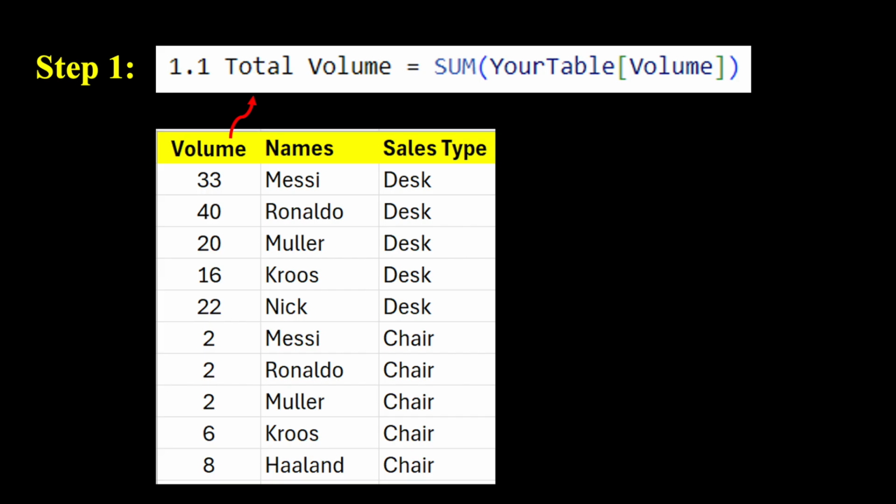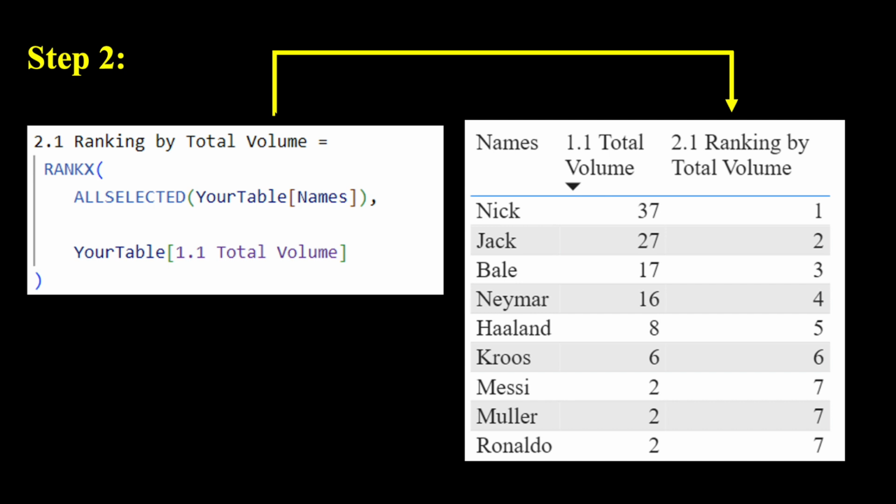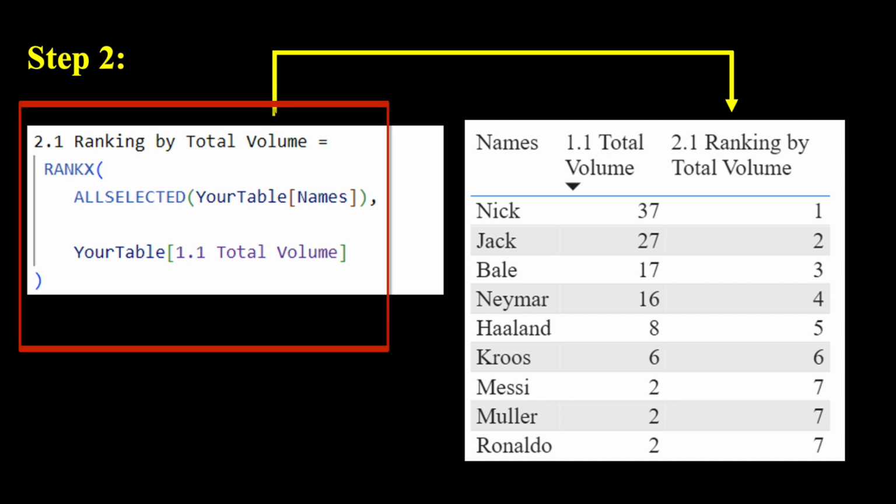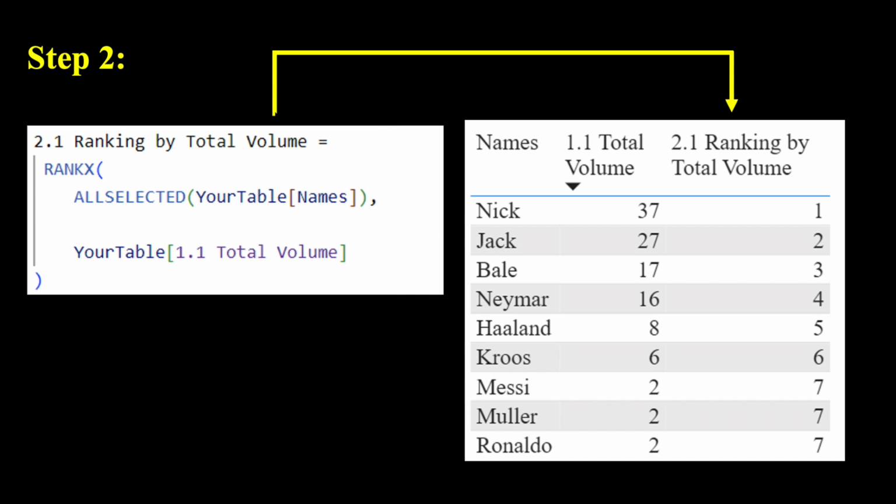Step 1. Create a measure for the total volume as you normally would. Step 2. Let's create another measure to get the ranking of each name based on the total volume. So measure 2.1 gives the ranking from 1 to 7 based on the total volume. Nick has the most volume, so the ranking will be 1. Jack has the second most volume, so the ranking will be 2, and so on.